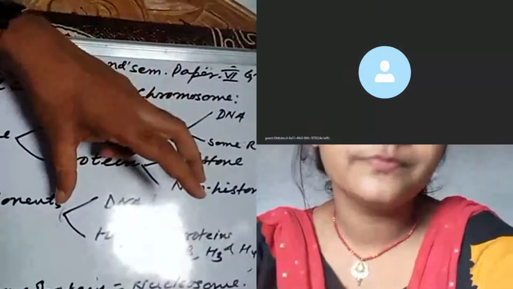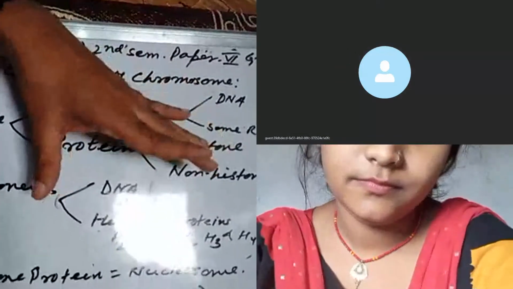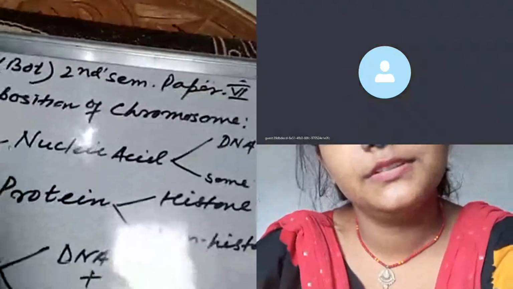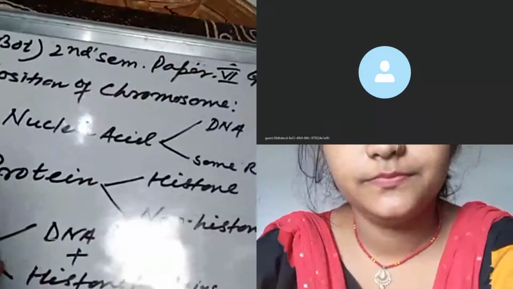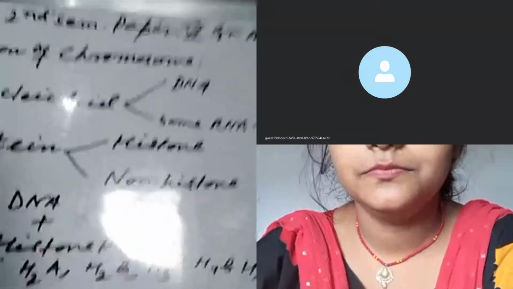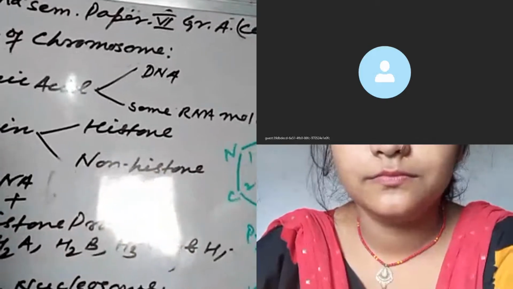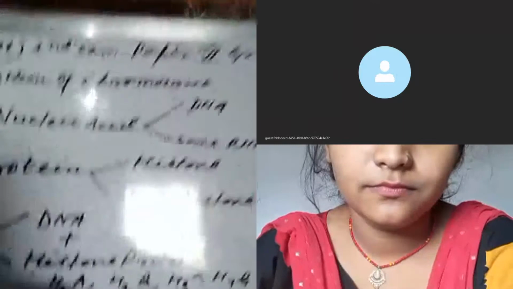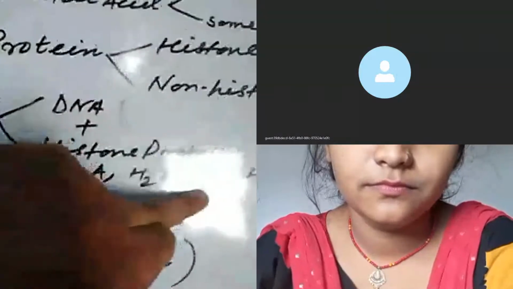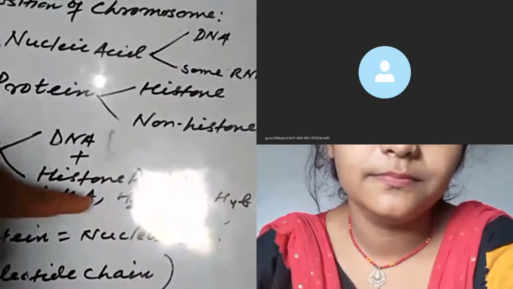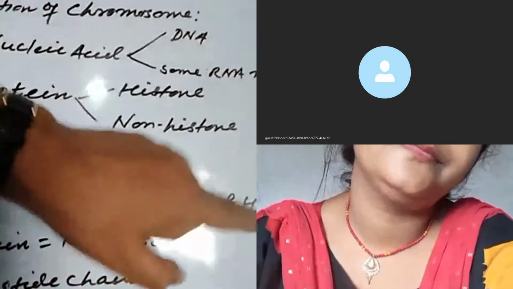DNA and histone protein constitute about 90% of the total structure of the chromosome, whereas the rest 10% include non-histone proteins and RNA and other constituents. The major part, more than 90% of the chromosome, consists of DNA and histone protein. And the histone proteins, as you have already studied in the nucleosome model, are of 5 types: H2A, H2B, H3, H4, and H1.